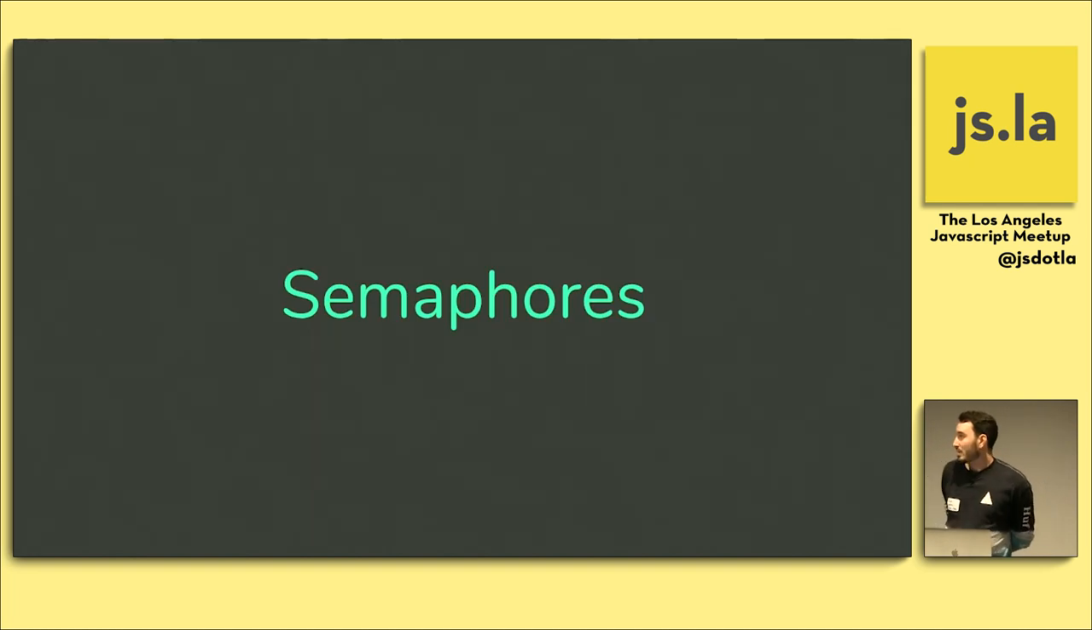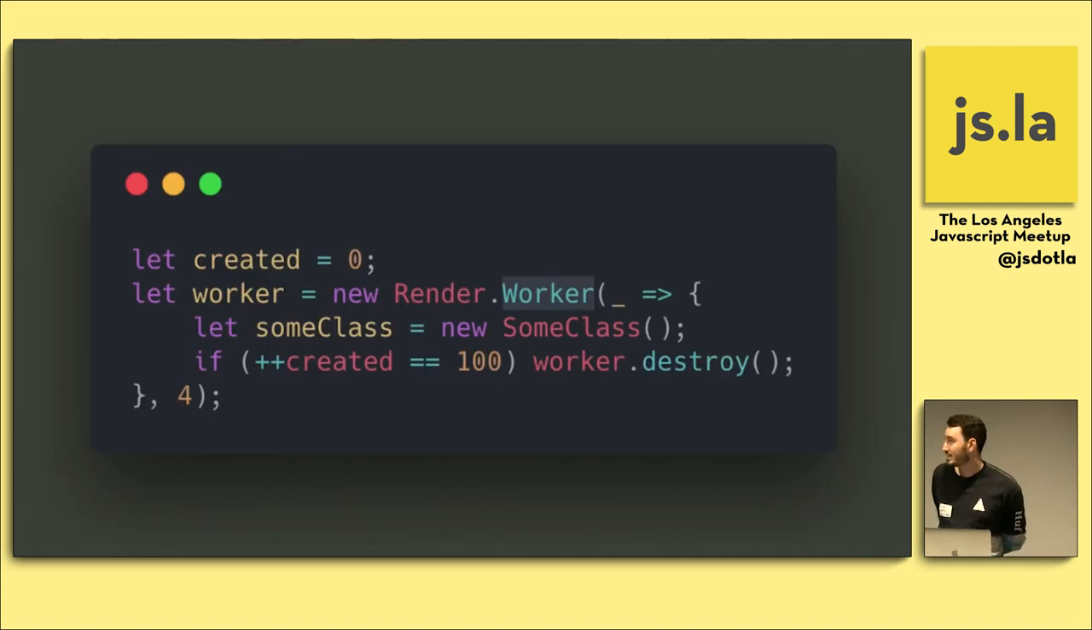So semaphores are a pretty interesting one that's kind of a newer thing that we've been getting into. This concept's called a render worker. It executes a callback as many times as it can within an allotted amount of time, so in this example, 4 milliseconds. And this is useful for things you can't thread away, such as manipulating the DOM.